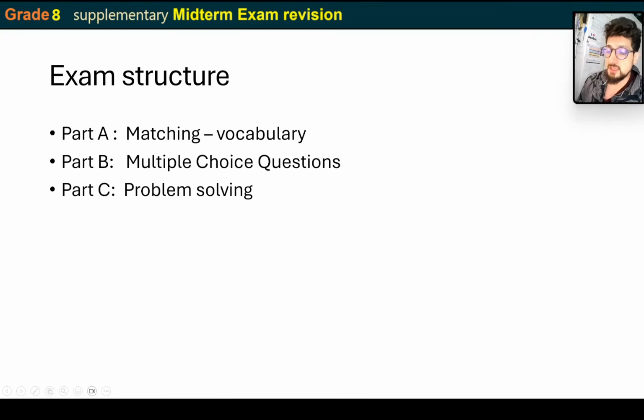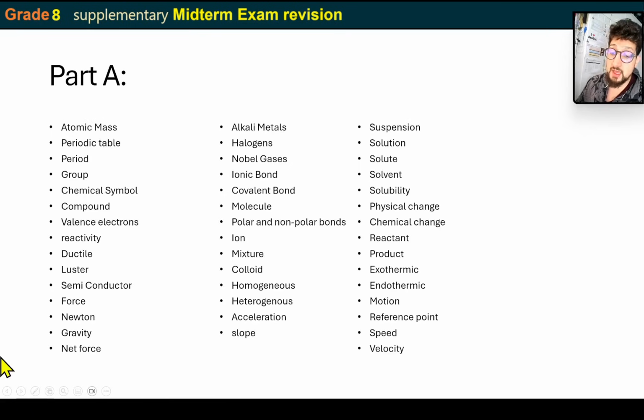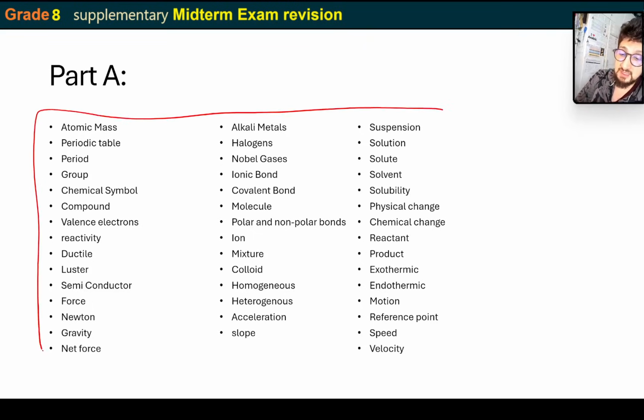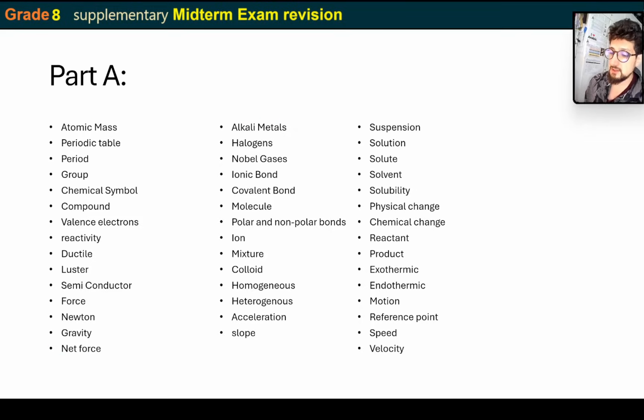Let me start by talking about the exam structure. So the exam is going to be divided into three parts. The first part is going to be part A, where you have matching vocabulary, and part B is going to be multiple choice questions, and part C is going to be problem solving. Okay, and so for example, part A, you'll need to be familiar with these words, as well as any other words in the book and the notes that your teachers told you about. But for sure this is the minimum that you need to be familiar with. Okay, and this comes straight from the book.